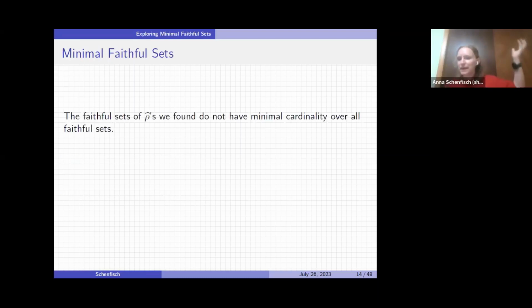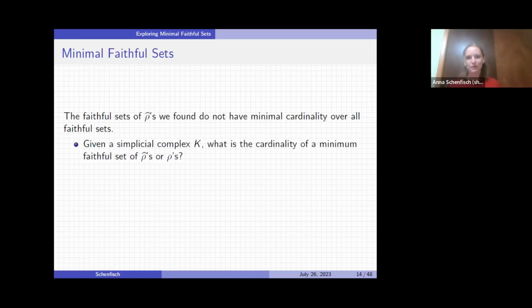So that result I had just a second ago, that explicit set that we knew was faithful, it's not minimal. There's kind of a lot of overkill in how we formed the set. So it's almost certainly not minimal. That leads us to the question, if I have a simplicial complex K, what is the cardinality of a minimum faithful set of either augmented or non-augmented diagrams? That's actually, if I may say so, a really hard question.